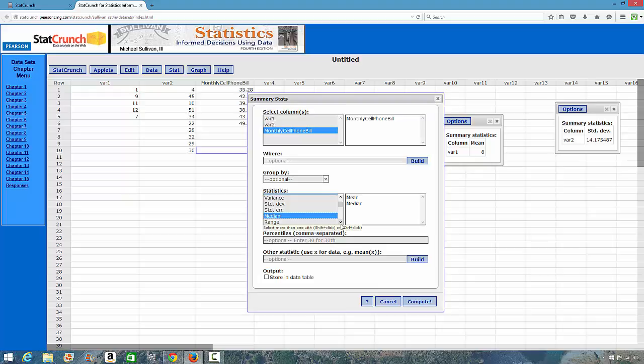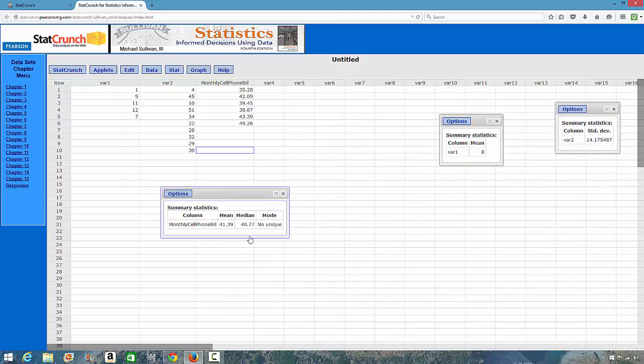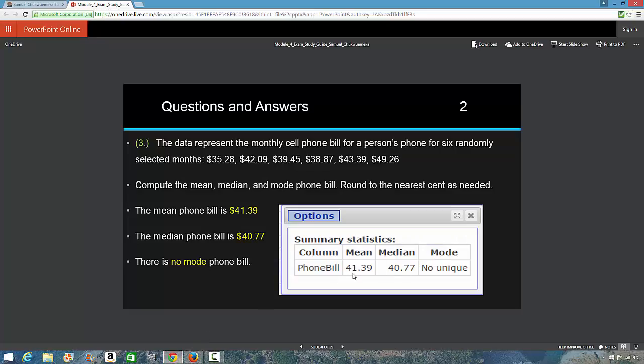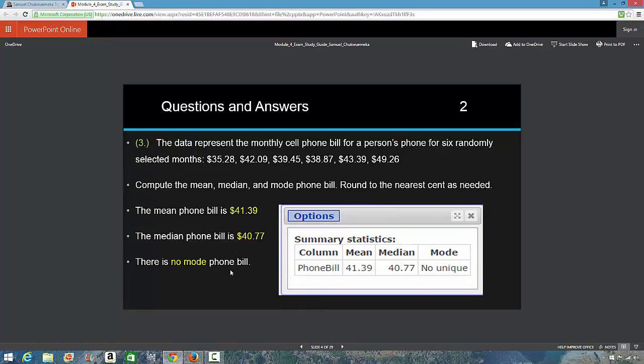I look for mode, and I click it, and I click compute. So that tells me monthly cell phone bill, $41.39. You make sure you put your dollar sign, the unit. And the median is $40.77. And then there's no mode. Okay, no mode.